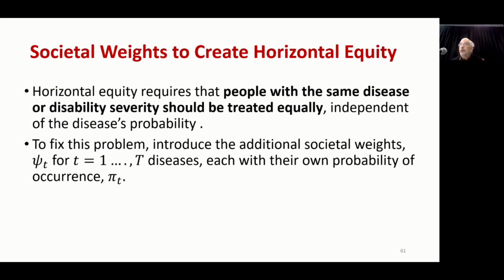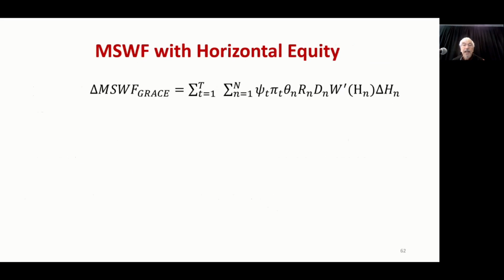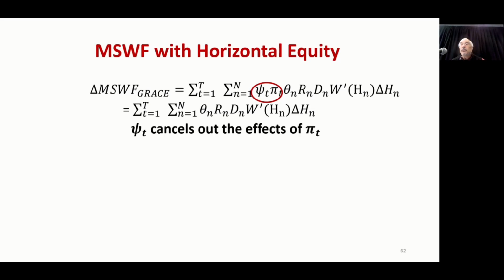I'll call it psi. It's another Greek letter, with theta, and it's going to vary by disease. So we're going to have capital T different diseases in our population, and horizontal equity requires that the societal weight for treating the people with that disease is going to be inverse to the probability. And once you do that, you now come up to the social welfare function. You've now multiplied the social welfare function by the rare disease probability pi offset by the societal weight psi, and you're back to the social welfare function that cancels out the effects of rare diseases.